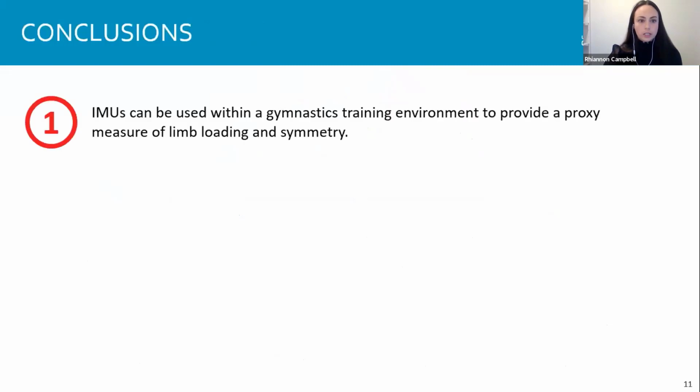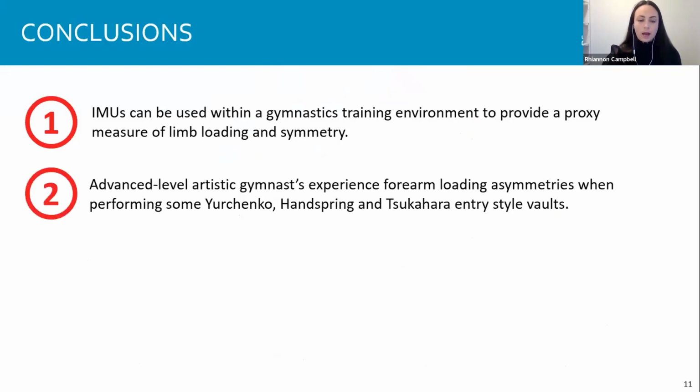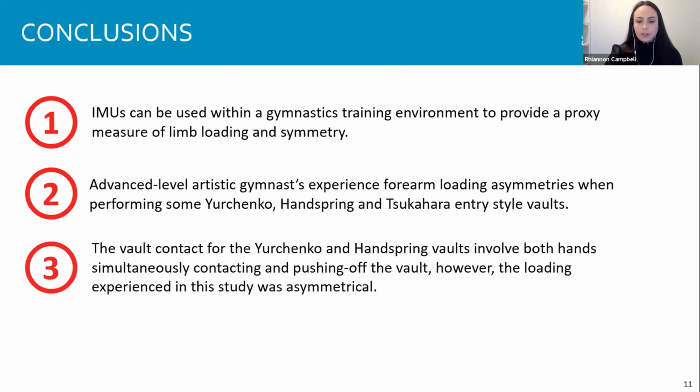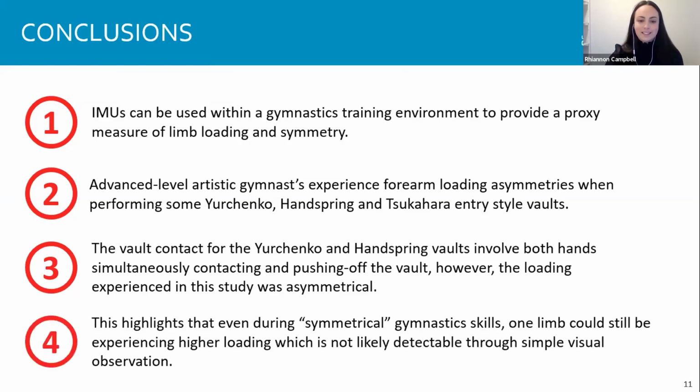So in conclusion, IMUs can be used within a gymnastics training environment to provide a proxy measure of limb loading and symmetry. Advanced level artistic gymnasts experience forearm loading asymmetries when performing some Yurchenko, handspring, and Sukahara entry style vaults. The vault contact for the Yurchenko and the handspring vaults do involve both hands simultaneously contacting and pushing off the vault. However, the loading experienced in this study was still asymmetrical. And this just highlights that even during symmetrical gymnastic skills, one limb could still be experiencing that higher loading, which is not likely detectable through visual observation.